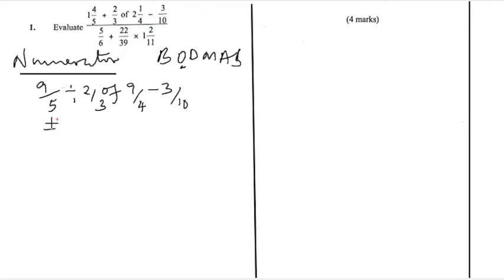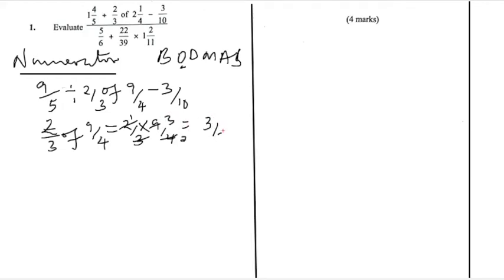So for of, of course, I can see 2 over 3. So let me write it here. 2 over 3 of 9 over 4. Of means multiplication. So 2 over 3 multiplied by 9 over 4. We go with the normal cancellation and simplification. So 2 goes into 4 twice. 3 goes into 9 3 times. This will give us 3 over 2.